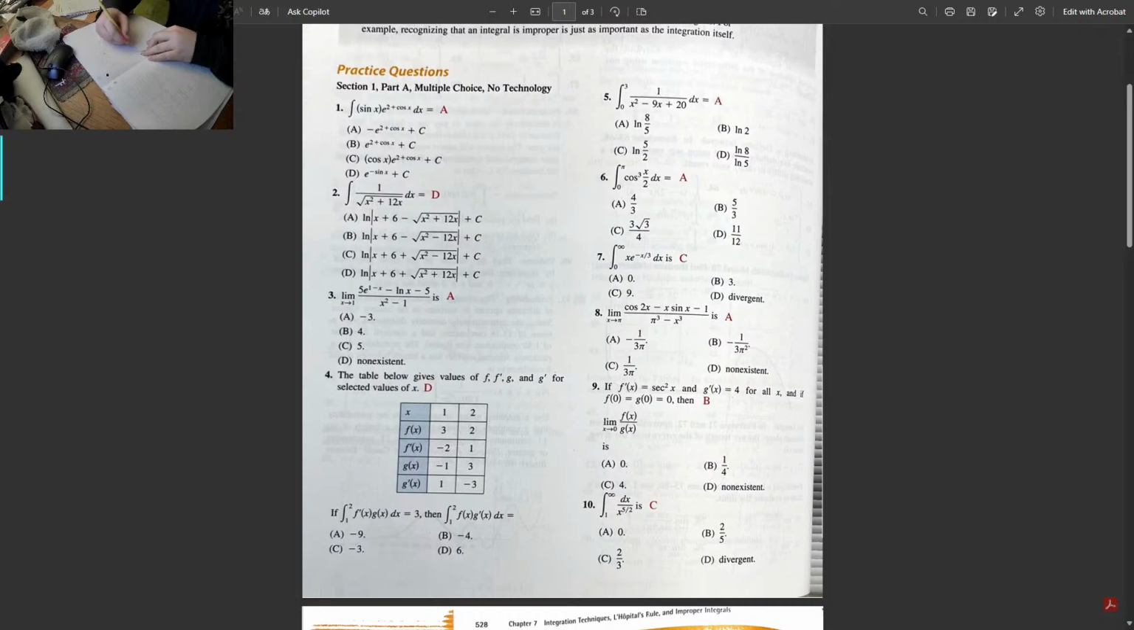Alright, the integral from 0 to infinity of x e to the negative x over 3.